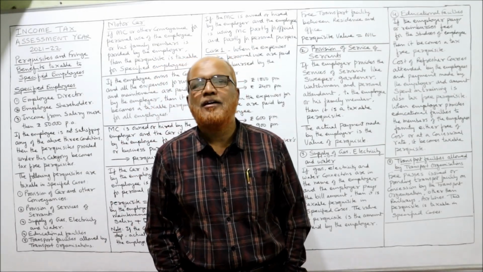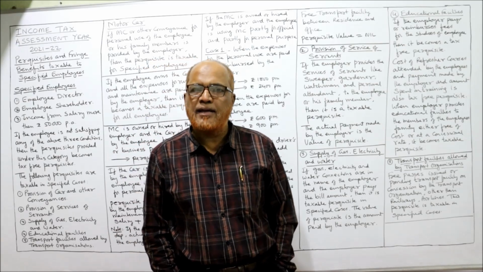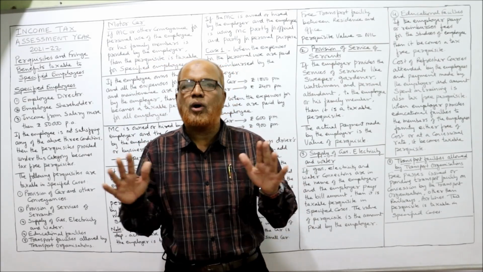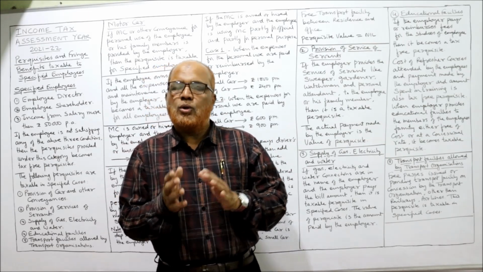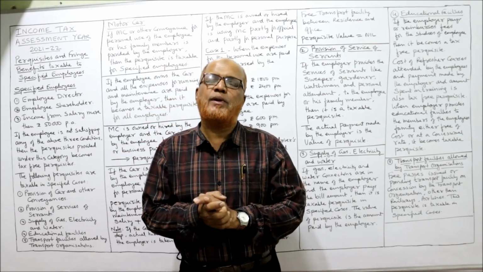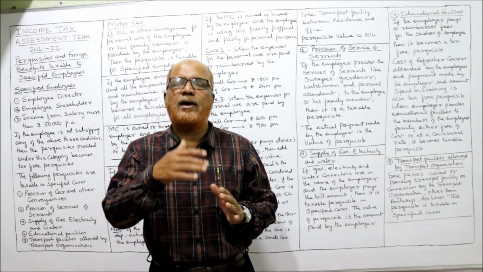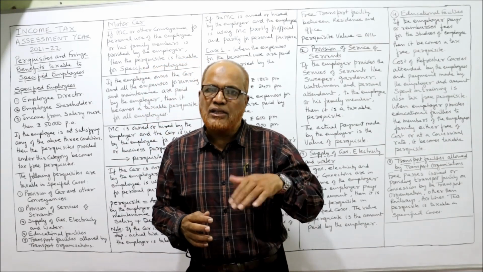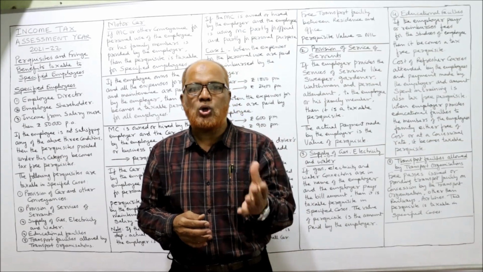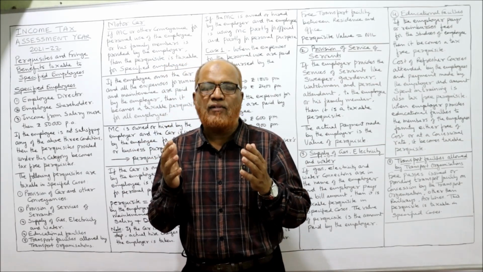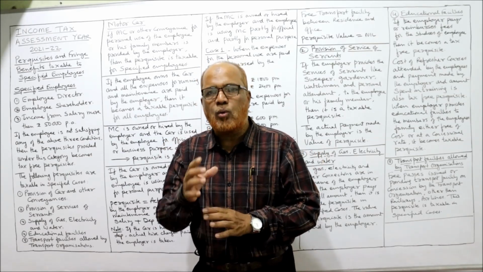I'm Hasham. In the last video I explained the perquisites which are taxable in the hands of all employees. In theory, I explained that perquisites are the benefits provided by the employer to the employee or their family members either in cash or in kind. That is called a perquisite. And for how to calculate the value of the perquisite, income tax has given the rules.